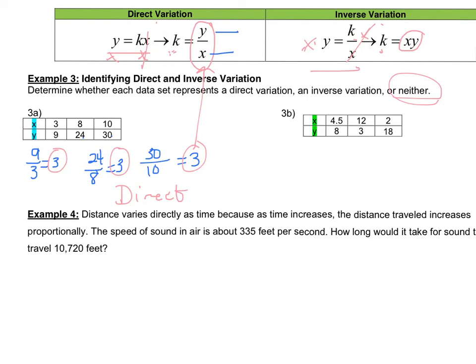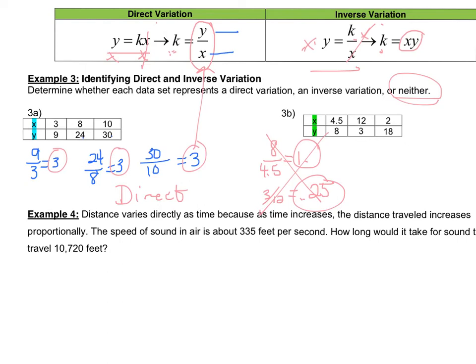Let's try 3b. I'm going to start by dividing all of those. 8 divided by 4.5, I think it's like 1 point something. 3 divided by 12 is 0.25, so already we're not getting the same numbers. So it's not going to be direct variation.